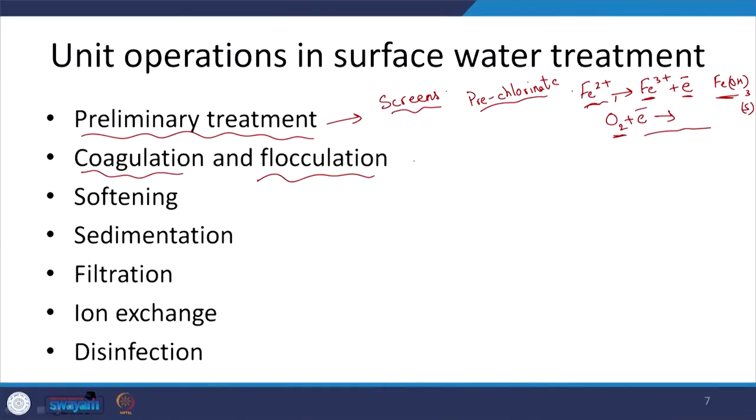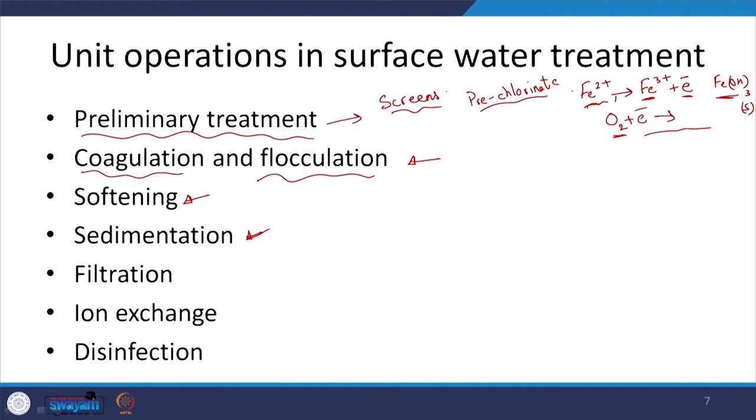Bigger flocs. Flocs we also came across in wastewater secondary treatment. After biological treatment, the kind of microbes we want to form will settle down, right? So that's something we looked at. Over the next two or three lectures, we will be looking at coagulation and flocculation. Then we will look at softening of hard water, hard water meaning the one that has calcium and magnesium.